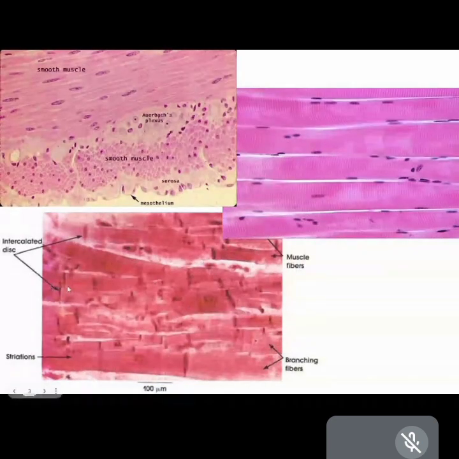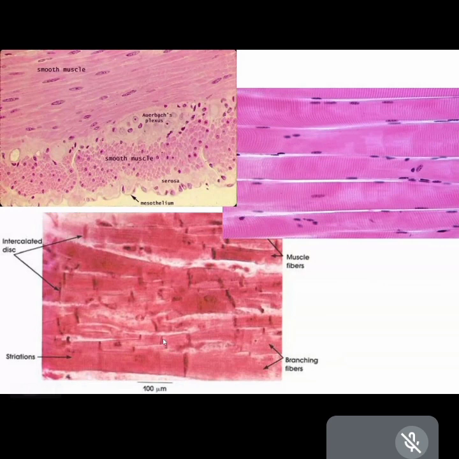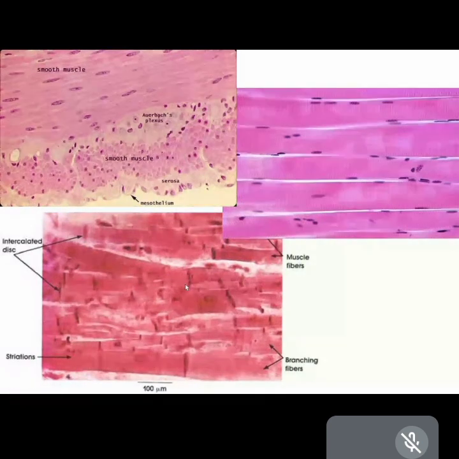It is striated with the striations, the pink lines lining the muscle. This is the nucleus of each muscle cell fiber, and then this black line that is dividing the muscle fiber is called the intercalated disc. Okay, and then this one is your skeletal muscle.